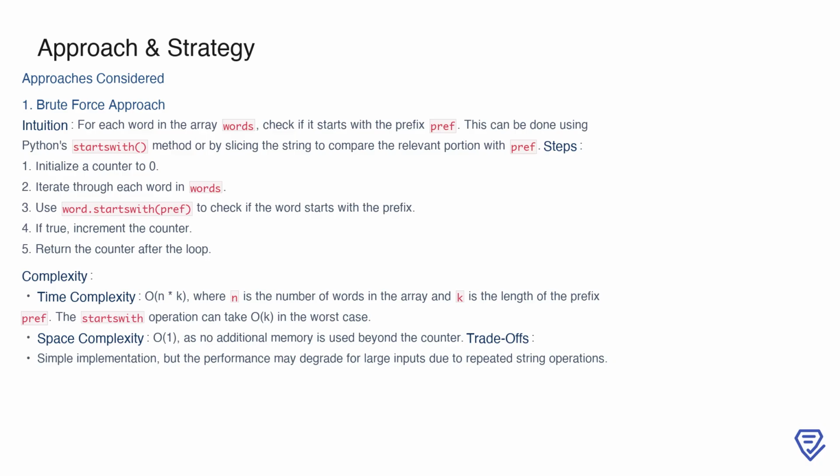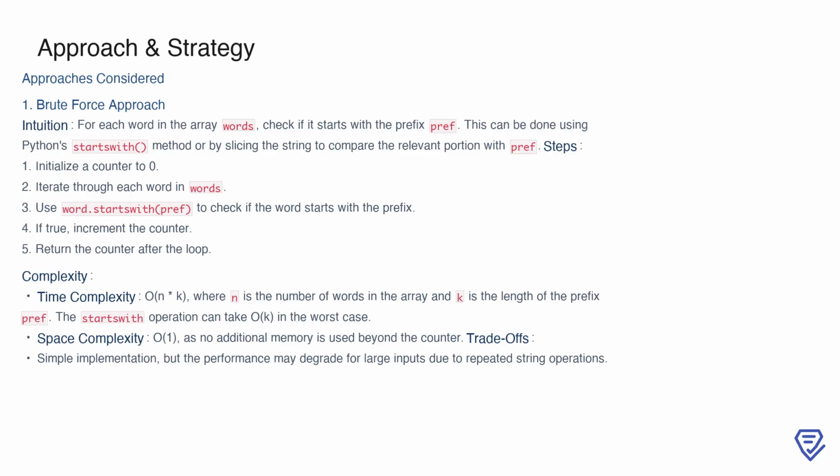To begin, let's consider the brute force approach, which is the most straightforward way to solve this problem. The intuition behind this method is to iterate through each word in the array and check if it starts with the given prefix. In Python, we can use the startswith method or slice the string to compare the relevant portion with the prefix. The steps are simple: initialize a counter to 0, loop through each word, and use word.startswith(pref) to check if it matches the prefix. If it does, increment the counter. Finally, return the counter after going through all the words.